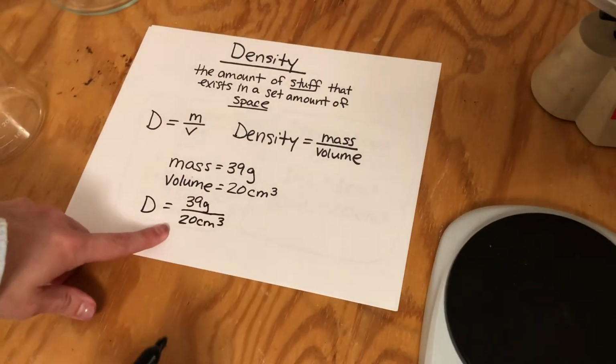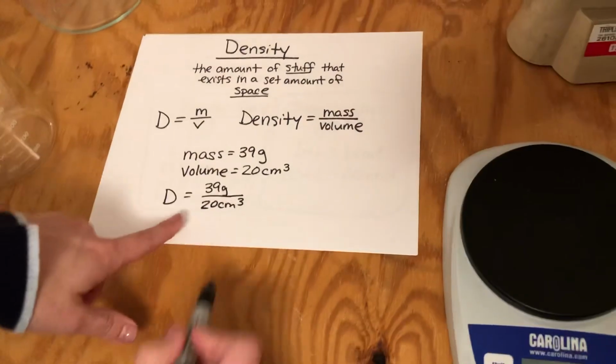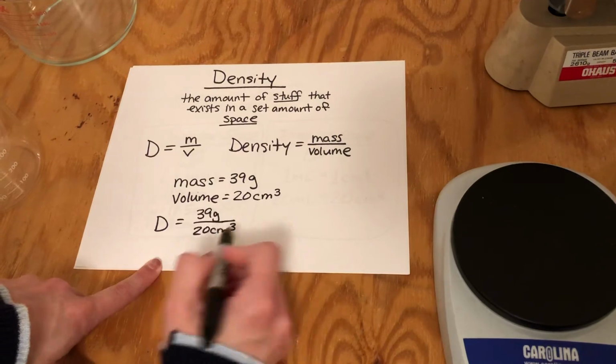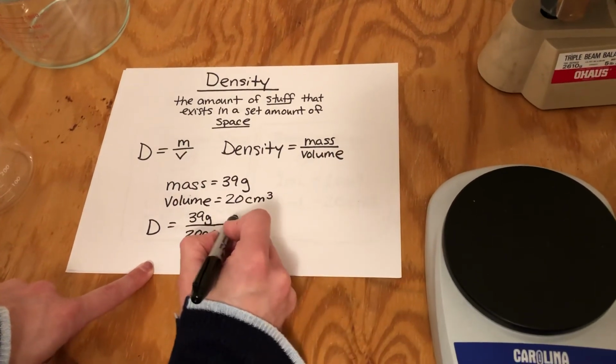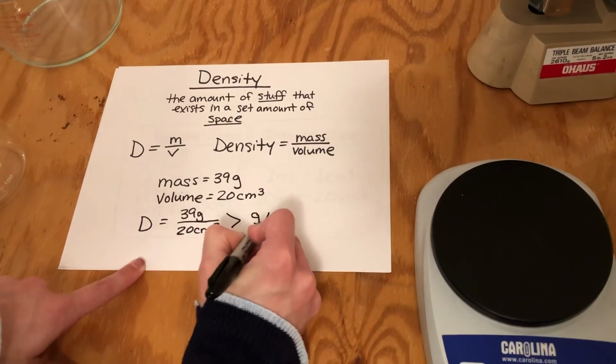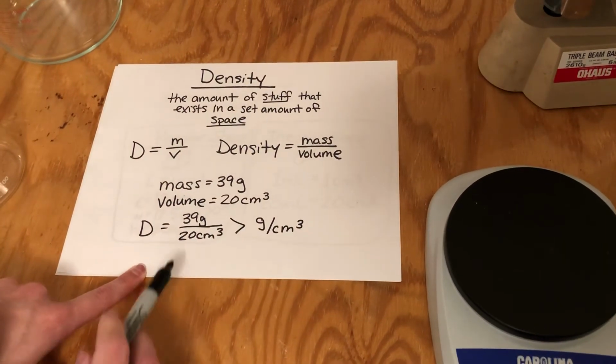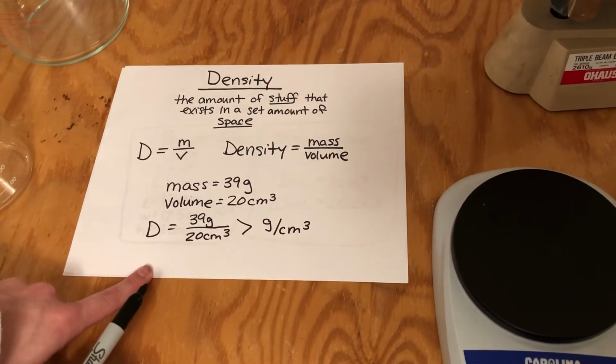When I run that calculation through my calculator, I'm going to get my density answer. And notice that my labels here are going to need to combine as well. I have grams on the top. I have cubic centimeters on the bottom. That will be the label attached to my number.